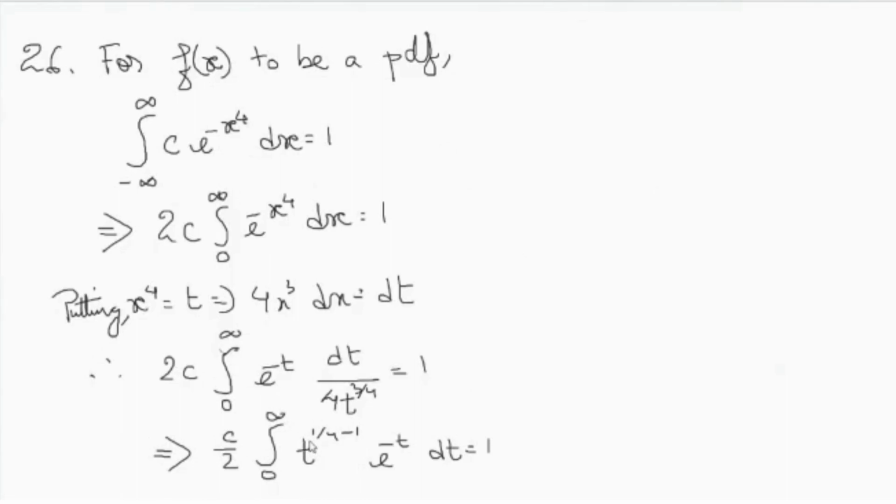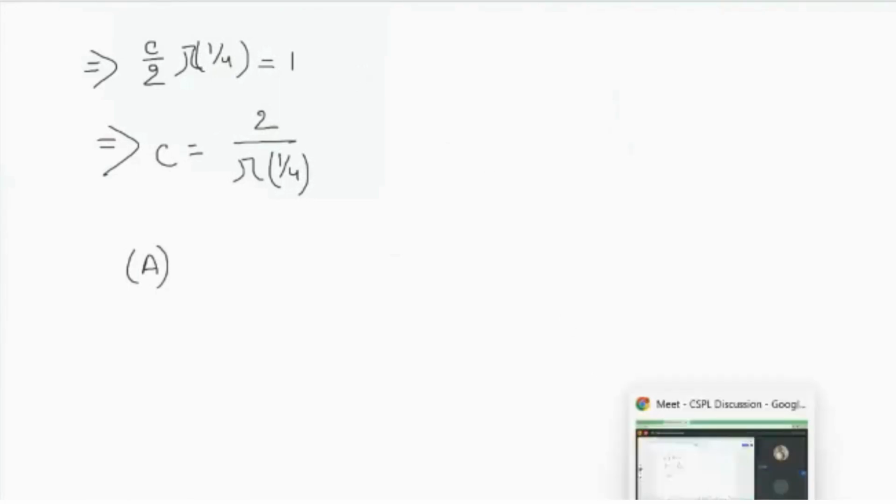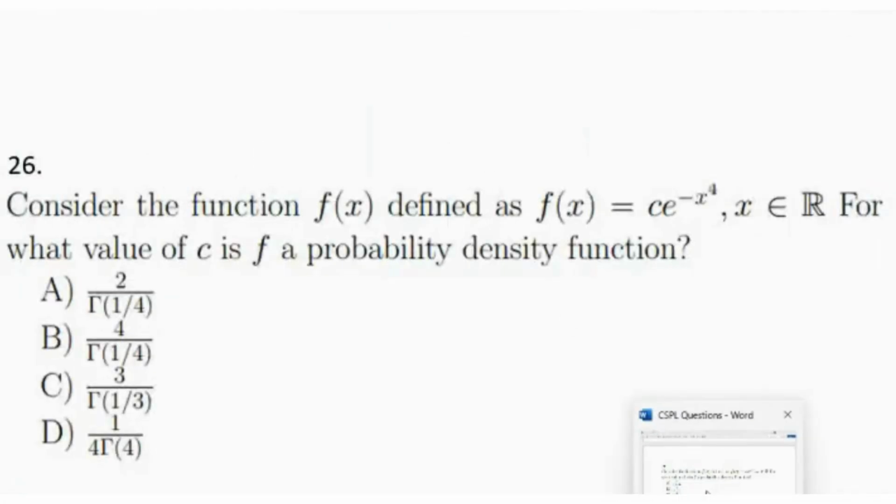We can write t to the power minus 3 by 4 as t to the power 1 by 4 minus 1, into e to the power minus t dt, which is equal to 1. And this is the form of the well-known gamma integral. So we can substitute this as c by 2 into gamma 1 by 4, which is equal to 1. So c is 2 by gamma 1 by 4. And from the options, we can observe that option A is the correct one.